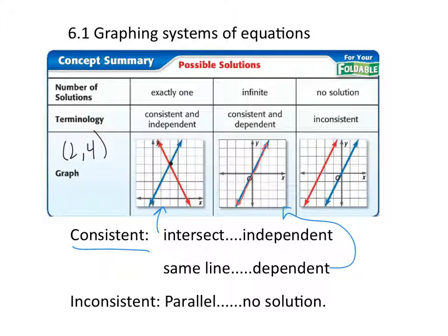Here we have infinitely many. Since we have at least one solution, this system is called consistent. And since the two equations are actually the same line, this would be consistent and dependent. Those two lines depend upon one another. And if there is no solution, like the third example, this is just called inconsistent because there's no solution.